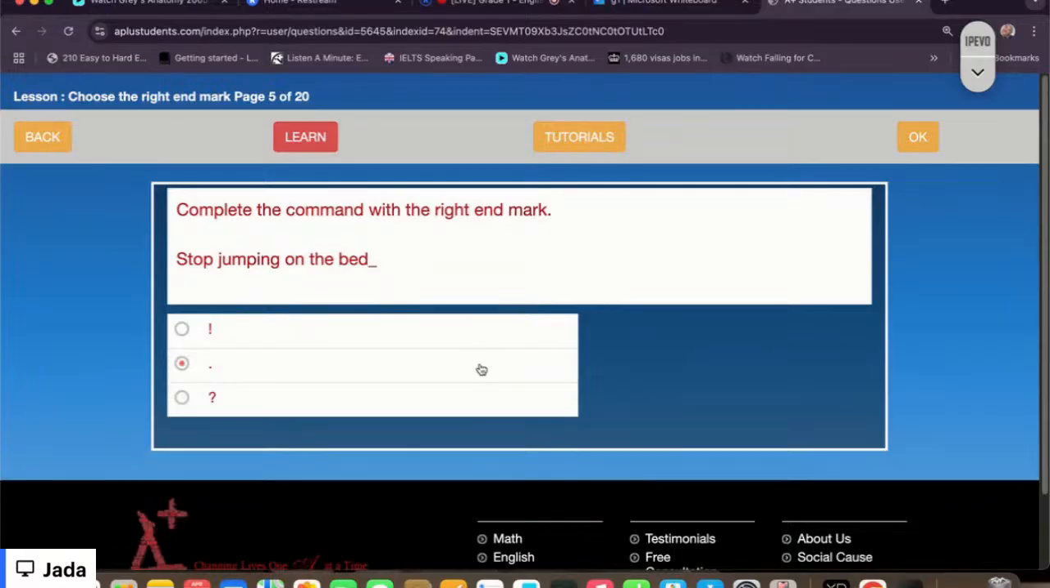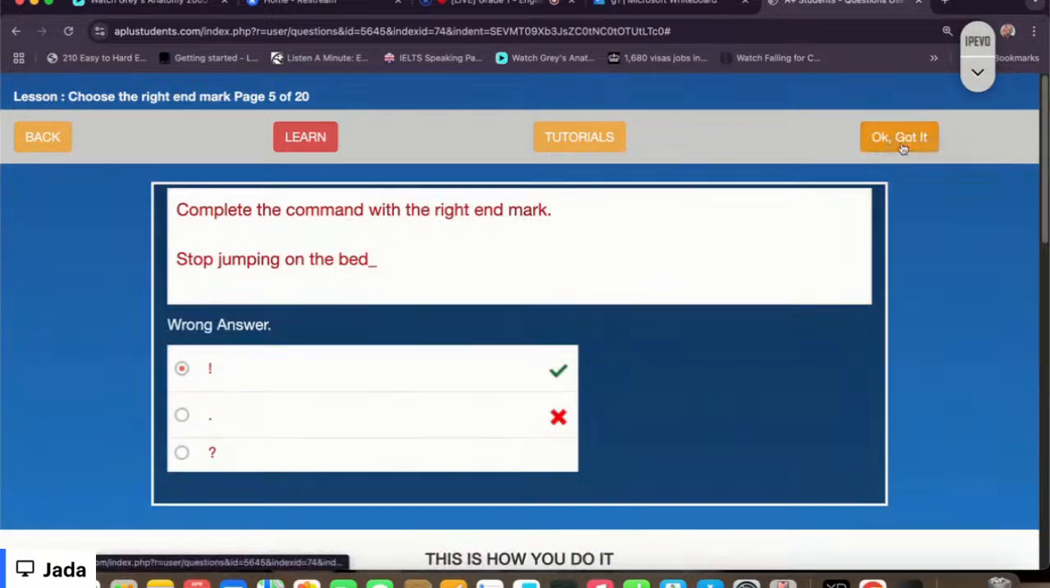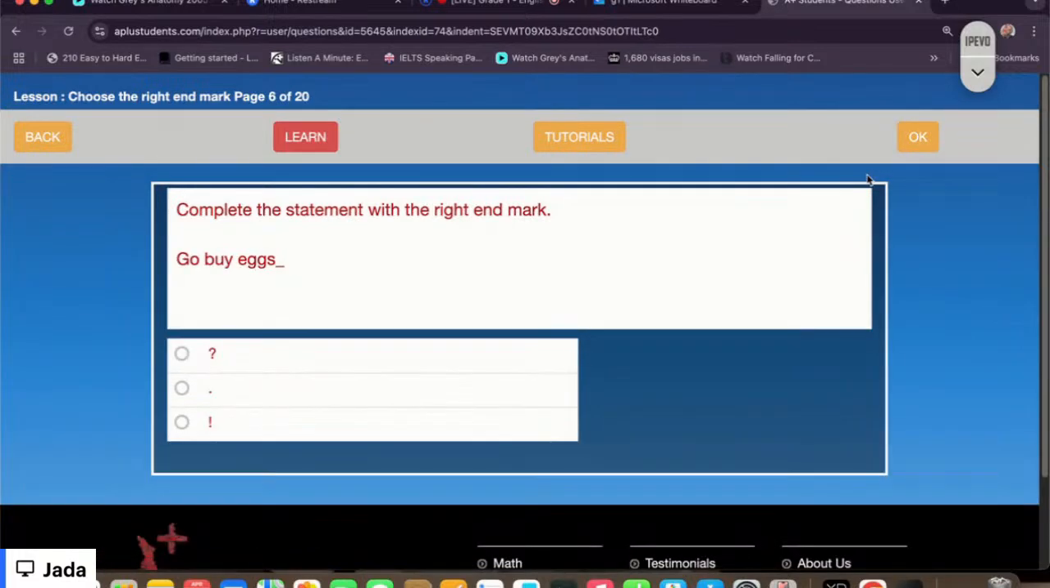So we have what? Stop jumping on the bed. Exclamation. Okay, it's showing a strong feeling. Go buy eggs. Complete the statements with the right end mark. Go buy eggs. What's the right end mark here for a statement?